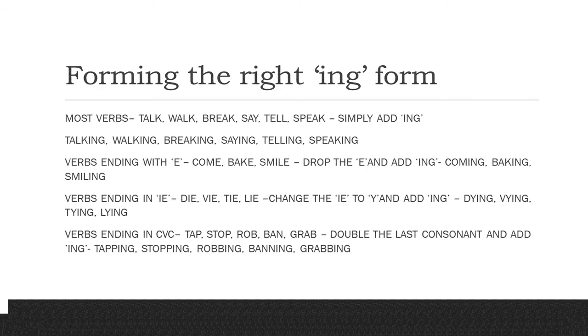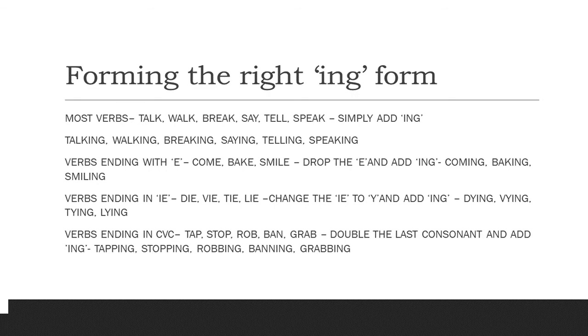Right, so CVC, this is a 3-sound word. Tap, T-A-P. Okay, so it's consonant, vowel and consonant. T-A-P. Stop. Rob, R-O-B. So in these cases, what you do is you double the last consonant, okay, and then you add the ing. If you don't do that, it might affect the pronunciation of that particular word.